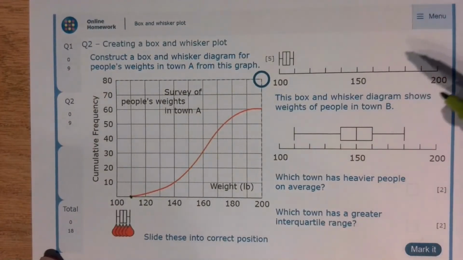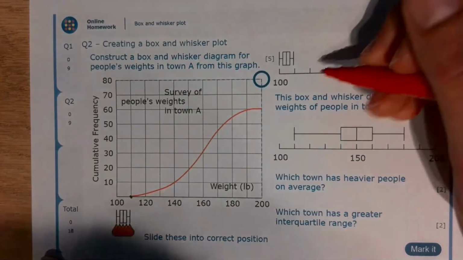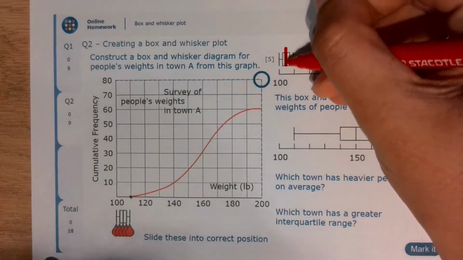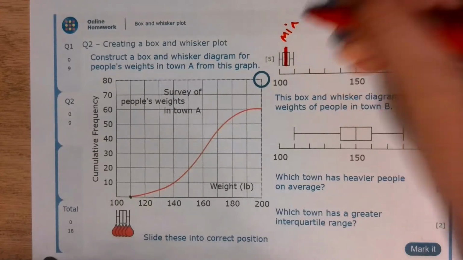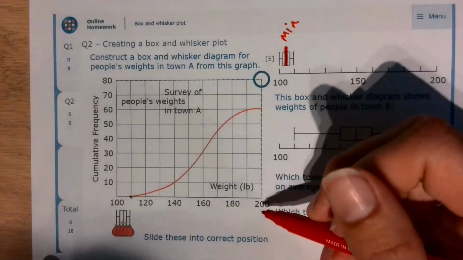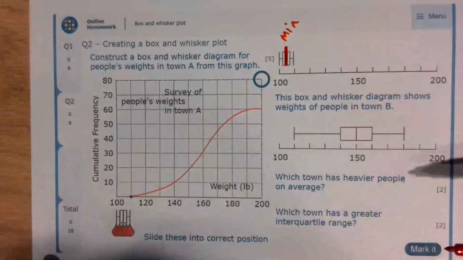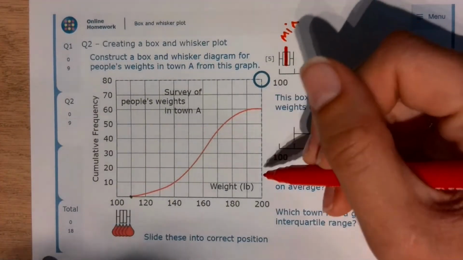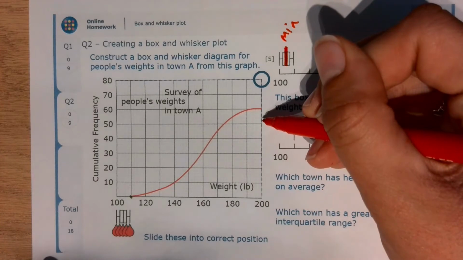That I should have got rid of that. Never mind. Try and ignore the black bit there. So 105, which is about there. That's my minimum. Okay. You'd have graph paper to do this on, but I haven't. And my heaviest possible person was 200 pounds.